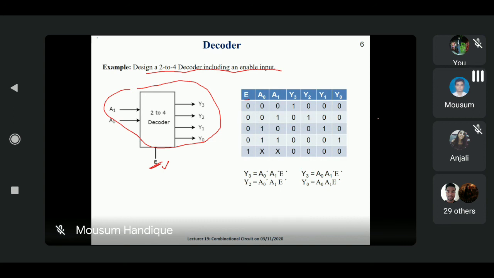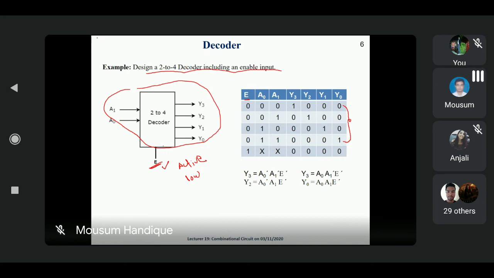Up to this point, the decoder is working. That means if the E value is 0, the decoder is working. Are you getting my point? Here 0 means active, so this is active low.